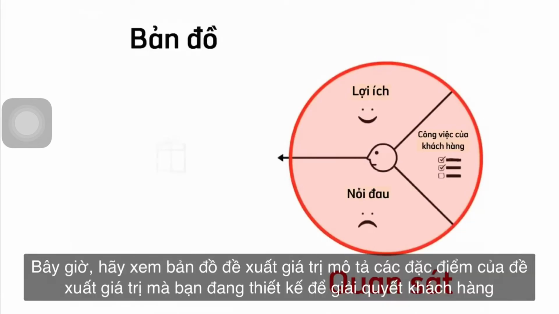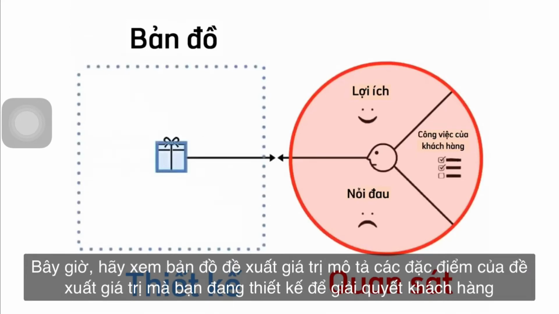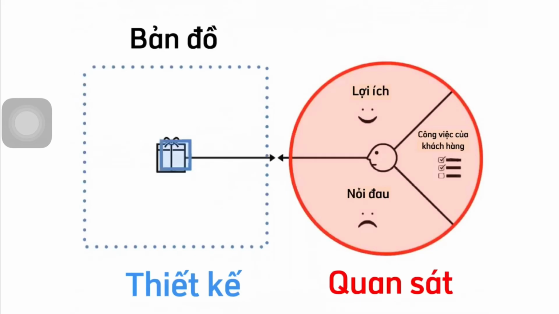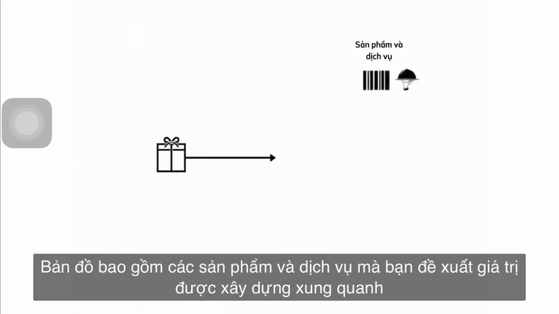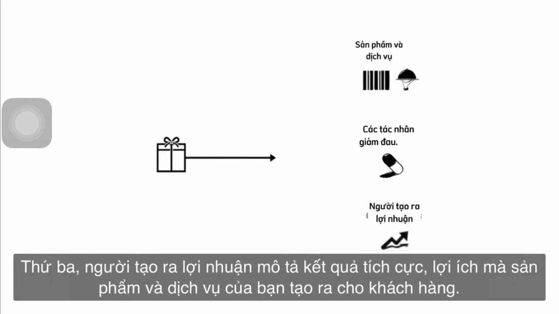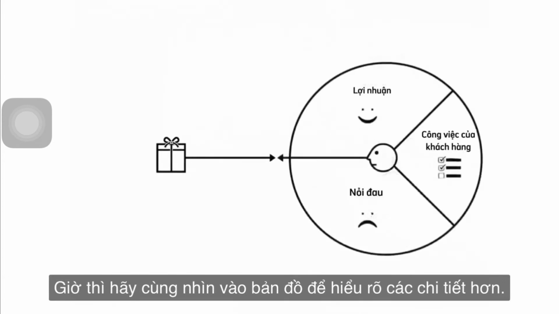Now let's look at the value proposition map, describing the features of your value proposition which you are designing to address your customers' most important jobs, pains, and gains. The map is composed of the products and services your value proposition is built around, the pain relievers outlining how your products and services alleviate customer pains, and third, the gain creators describing the positive outcomes and benefits your products and services create for your customers. Now let's look at the map in more detail.